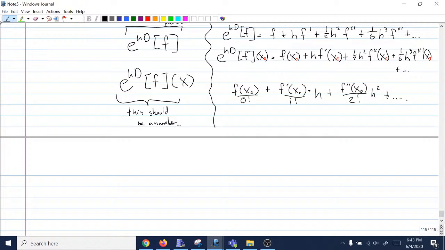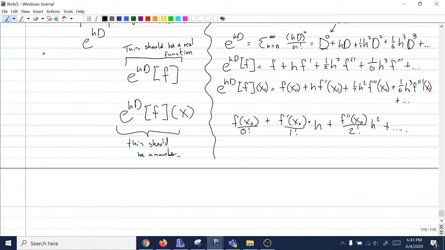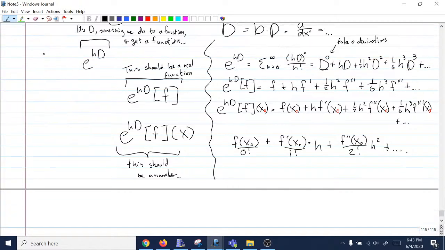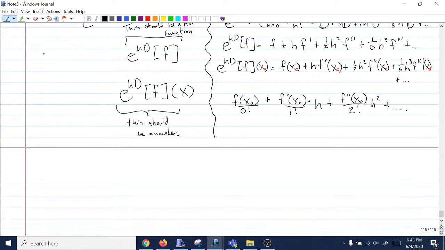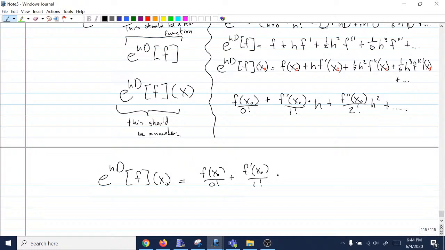We're not quite at the Maclaurin series yet because we would need to translate it by something. Let's see. If I replace the h with an h minus x naught on both sides, so I've just learned that e to the hd f at x naught is supposed to be f of x naught over 0 factorial, f prime of x naught over 1 factorial times h, f double prime of x naught over 2 factorial h squared plus dot dot dot.